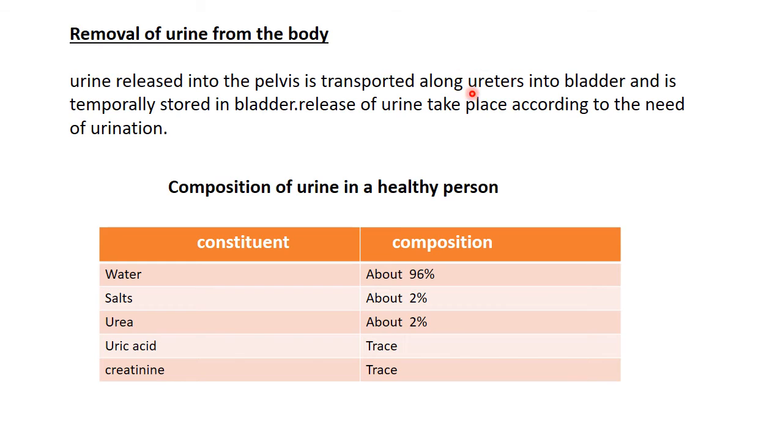I have explained the important parts of the urinary system: a pair of kidneys and a pair of ureters, urinary bladder and urethra. So urine released into the pelvis is transported along the ureters into the bladder and is temporarily stored in the bladder. Release of urine takes place according to the need of urination. So what is the composition of urine in a healthy person? Water about 96%, salts about 2%, urea about 2%, uric acid in trace, creatinine in trace.